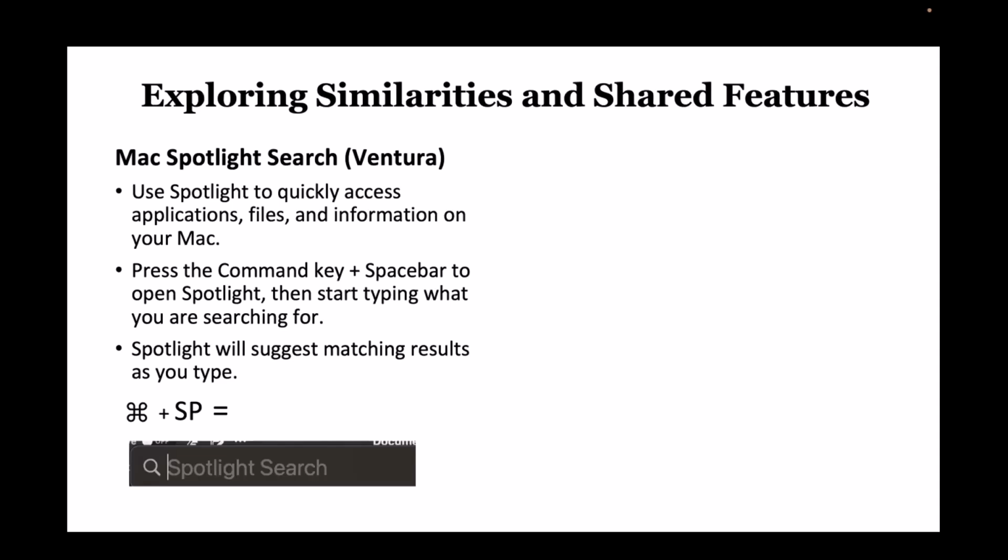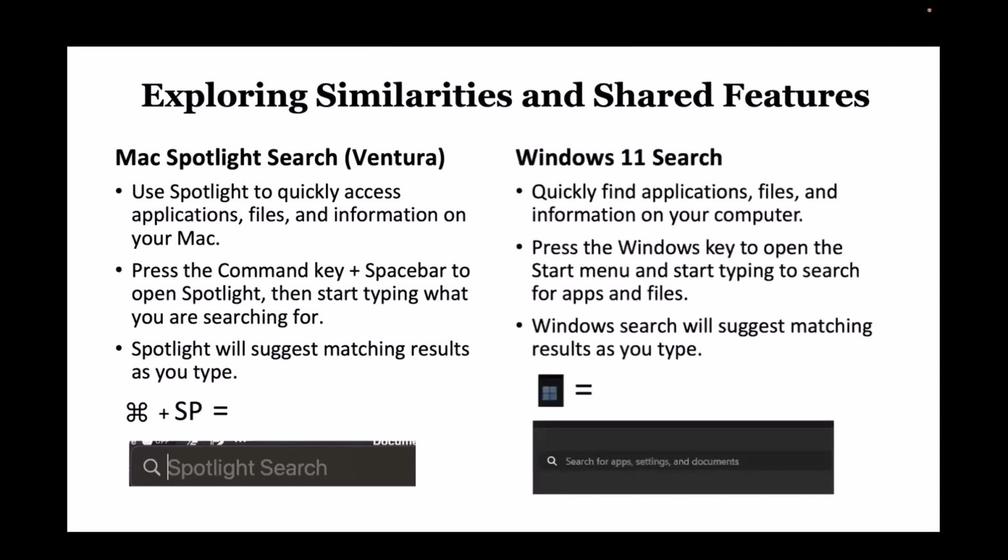In Windows, you can quickly find applications, files, and information on your computer. You do so by pressing the Windows key to open the Start menu and start typing to search for apps and files. And like the Mac, the Windows search will suggest matching results as you type.